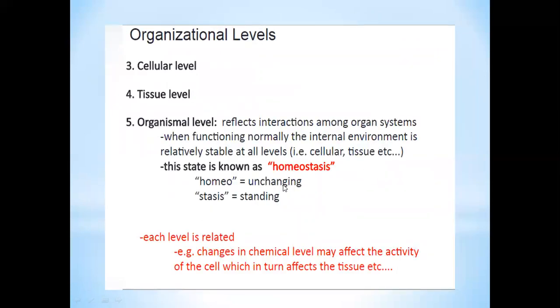Organization levels: cellular level, tissue level. Organismal level reflects interactions among organ systems. When the body functions normally, the internal environment is relatively stable at all levels. Each level is related. Change in the chemical level may affect the activity of the cell, which in turn affects the tissue, etc.